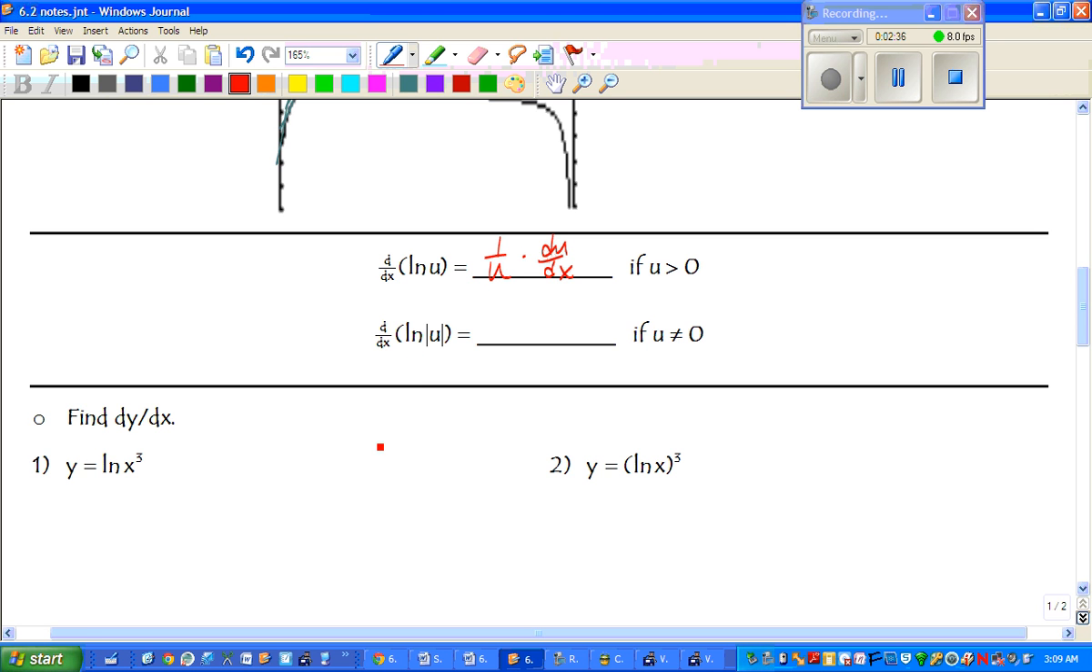Down here it has natural log of absolute value of u. This is going to be treated the same way, 1 over u times du dx. Absolute value is in there because we can't take natural logs of negative numbers, so this ensures that we're taking a natural log of a positive value. So that doesn't change anything up. The derivative still stays the same.